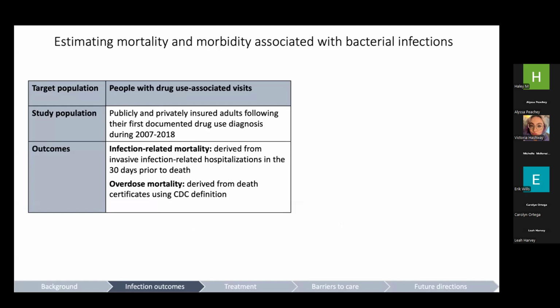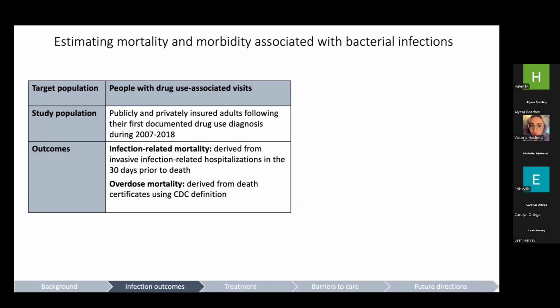And so the two outcomes that we looked at within this analysis were, first, infection-related mortality. The reason why we can't just look at death certificates alone to see what the contribution of bacterial infections to mortality is among people who use drugs is because death certificates don't accurately code in a way that lets us really tell if somebody had passed away from a bacterial infection that was also associated with injection drug use.